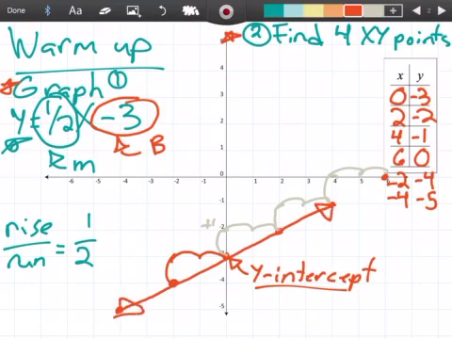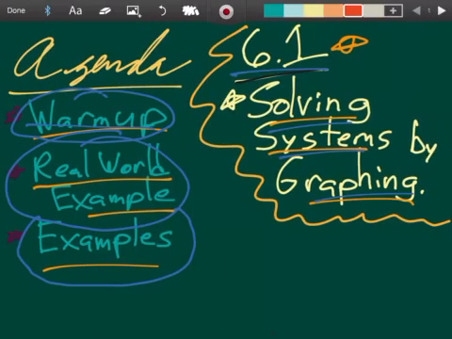And so this is going to be important as we move through 6.1, knowing how to graph lines, see what the slope is, see what the y-intercept is. Cool. Hopefully you got that one right. Let's go to the real-world example.